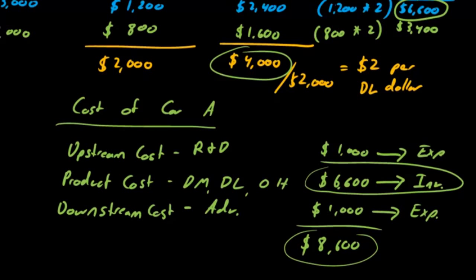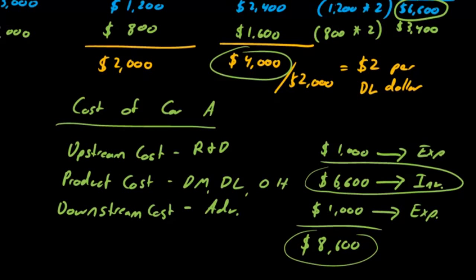But if a manager is making decisions, they need to consider the upstream cost and the downstream cost, and when you consider those two costs, you can actually see that the cost is 8,600 to design, produce, and sell one of these cars. So we want the sales price to be greater than 8,600. Otherwise, we're going to be losing money on these cars. So you want to consider all these different types of costs, but the only cost that actually goes in inventory, and where we spend the most time talking, is the product cost right here.